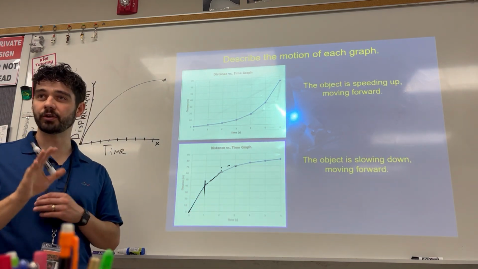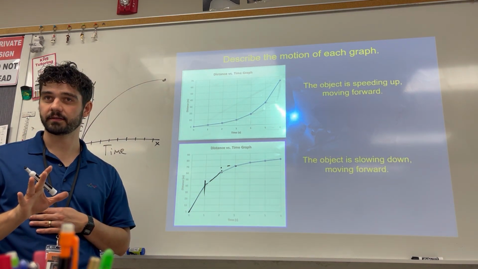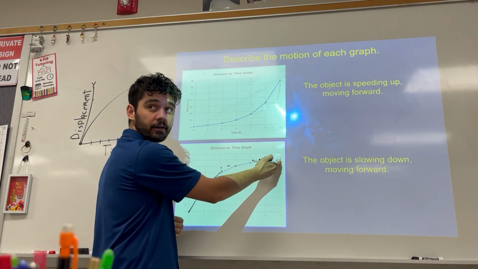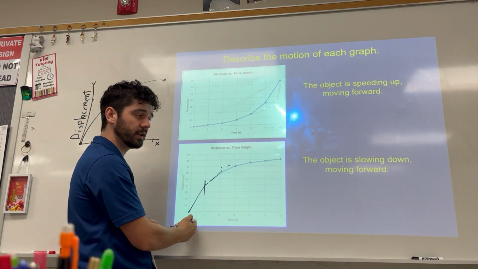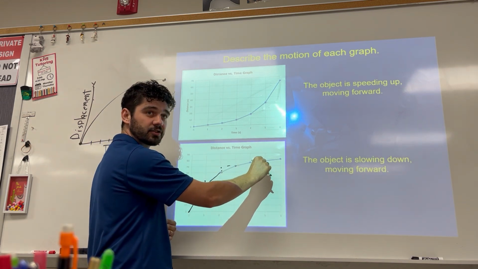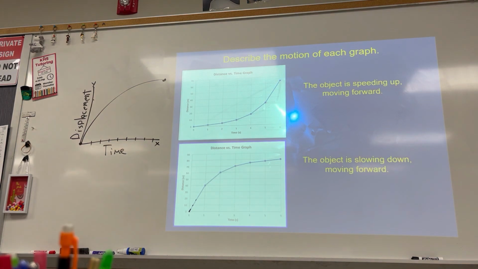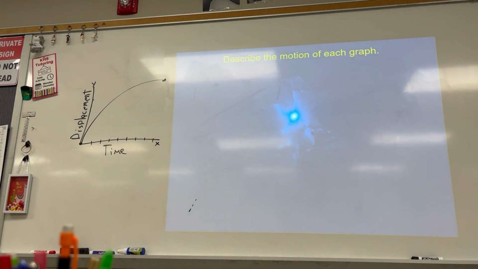Right? If you put your brakes on the car's still moving forward, right? So I'm still getting farther away from my starting point. I'm just covering less distance each second. Okay? So this is moving forward but slowing down. Cool? What combination do we need next?